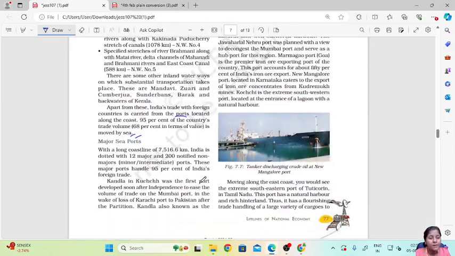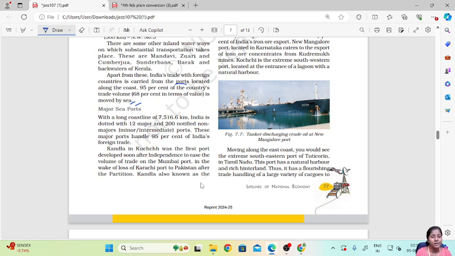Then we'll come to the next part, the major seaports of India. With a long coastline of 7,516 km, India is dotted with 12 major and 200 notified non-major ports. These major ports handle 95% of India's foreign trade. Kandla in Kutch was the first port developed soon after independence, to ease the volume of trade on the Mumbai port and in the wake of the loss of Karachi port to Pakistan after the partition.